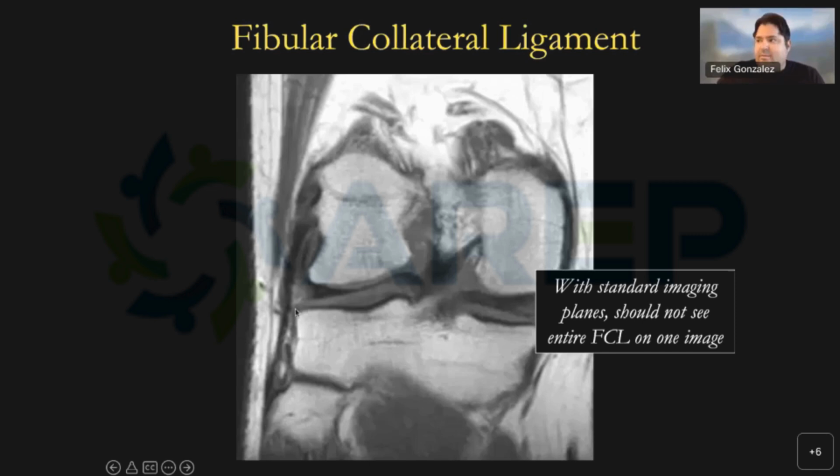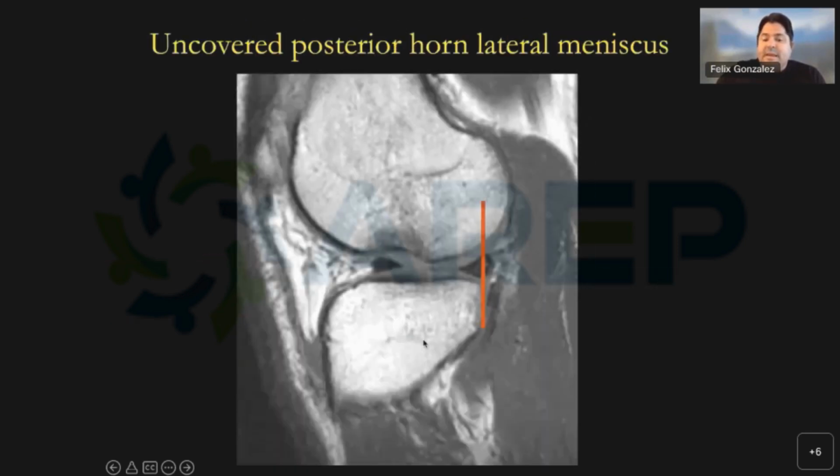If you do, this is abnormal. So if you have that full visualization of the lateral collateral ligament on the coronal plane, that means that there's a secondary ACL injury. In many cases, a complete tear.